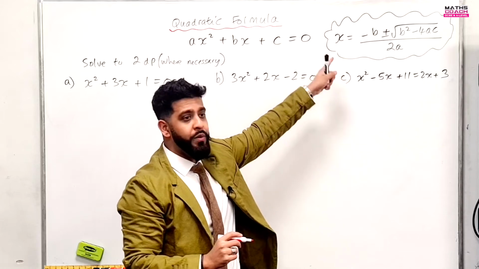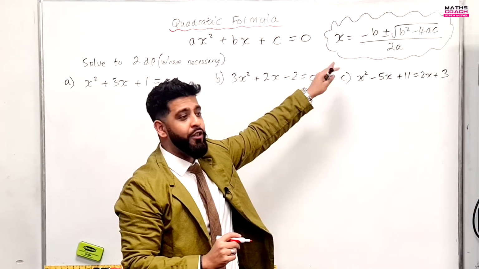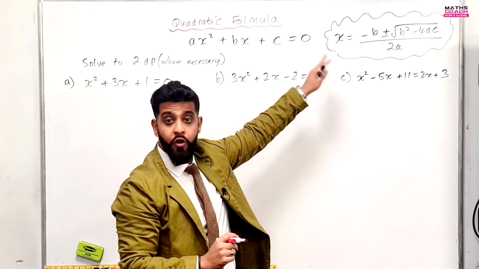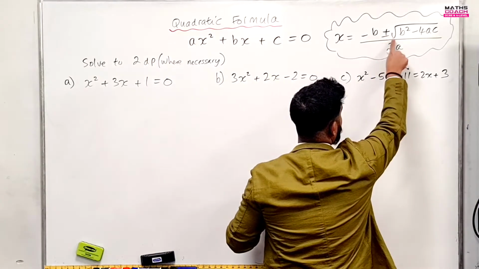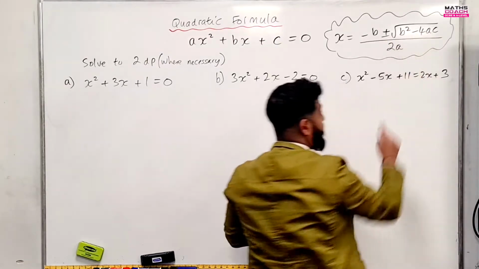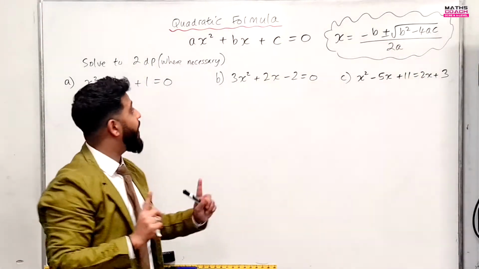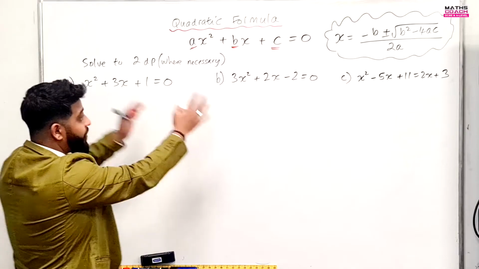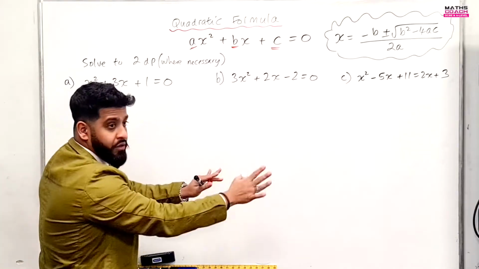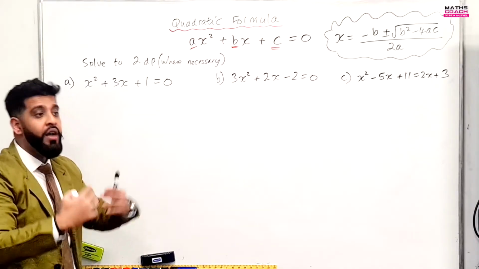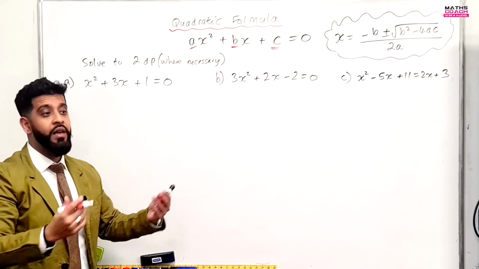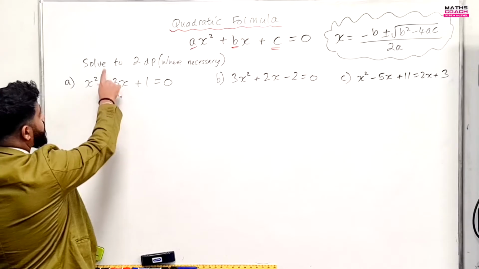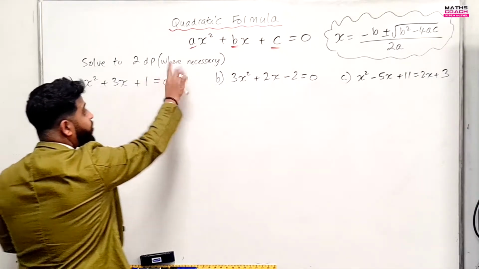This is the formula for finding the values of x using the quadratic formula, which is minus b plus or minus square root of b squared minus 4ac all over 2a. We're going to look at 3 different examples. All of them are different, so they will teach you something extra that you need to know regarding different types of questions that you may be asked in an exam. We are going to solve to 2 decimal places wherever necessary.